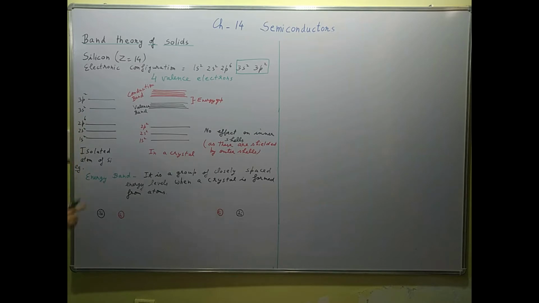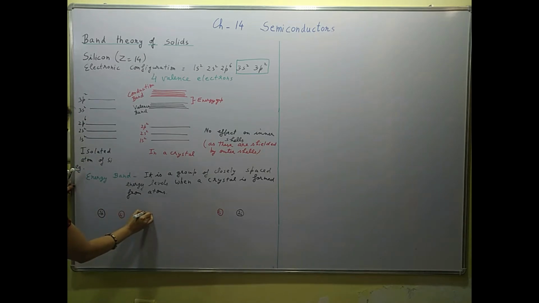The interaction between the outer shells of these two, that is 3s2 and 3p2, will start taking place, and this will result in the spread of the 3s shell and the 3p shell for both the cases, right? So this is the second position.